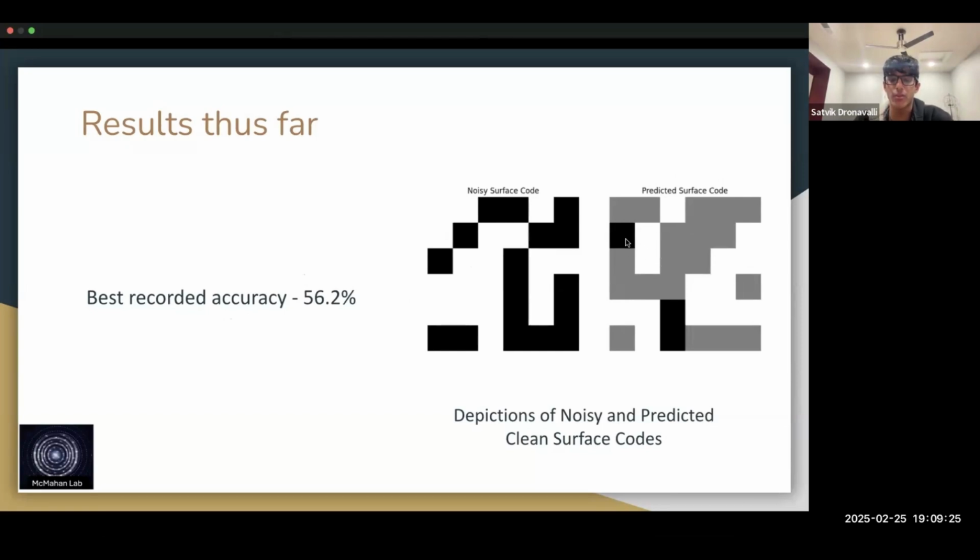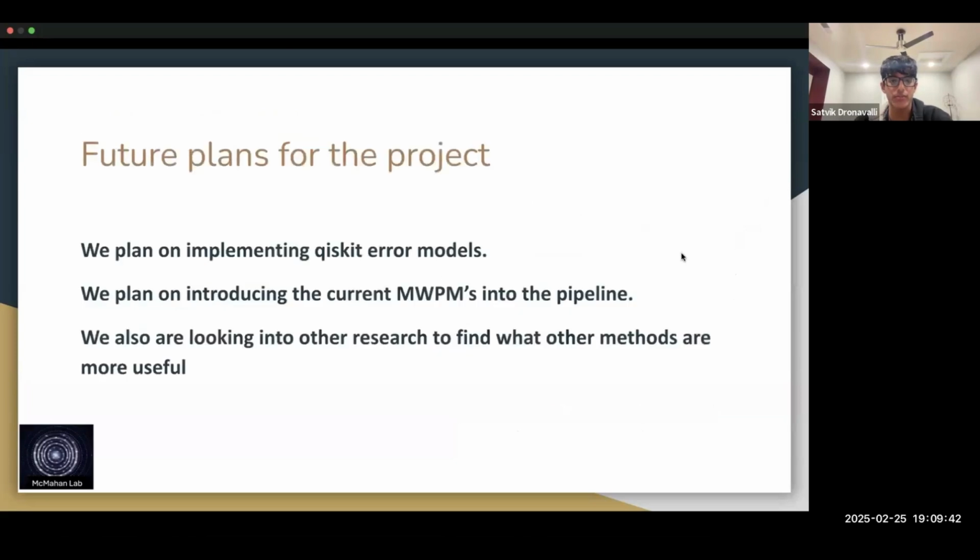The black squares mean that there is an error, the white squares mean that there isn't an error, and the gray squares mean that it's unsure. Currently we're focusing on increasing the accuracy and implementing the Qiskit error application models to make sure it's more accurate.